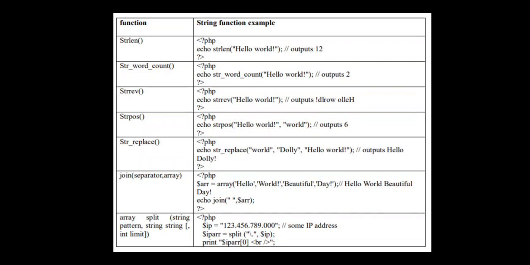So it can be used to join the particular string. Array split. So here you can see some IP address had been given, right? In the IP address, if we give like this, the particular text, it will be displaying the output like 1 2 3, next line 4 5 6, then 7 8 9 and 000.